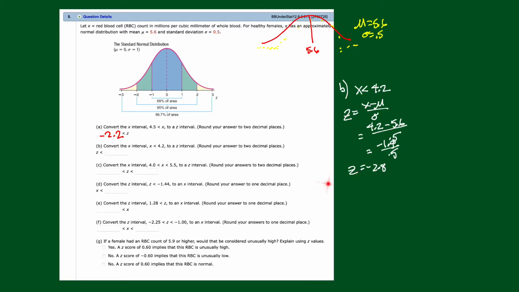So now we're saying that if x is less than 4.2, that converts to z being less than, what did we just say? Negative 2.8.